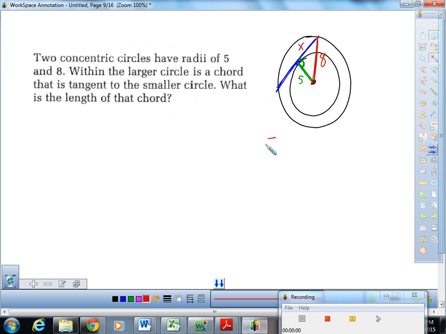Okay, so we'll say 5 squared plus x squared equals 8 squared. x squared is 64 minus 25, 39. So x is radical 39. Divisible by 3, but that doesn't exactly help us. And so the blue line, the chord, would be 2 radical 39.